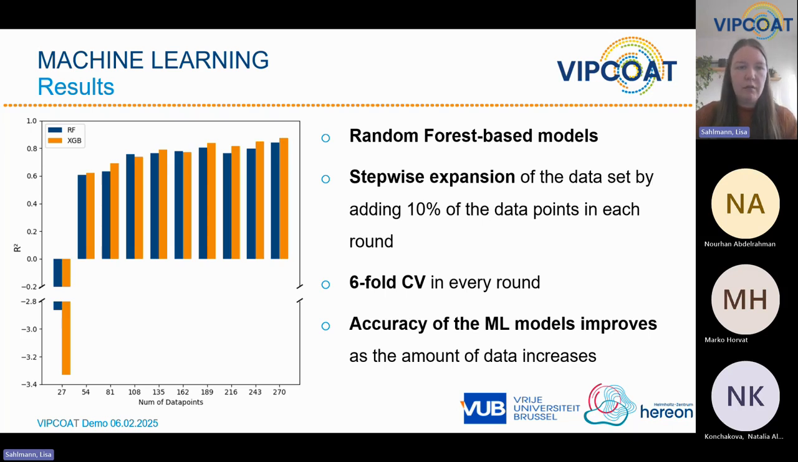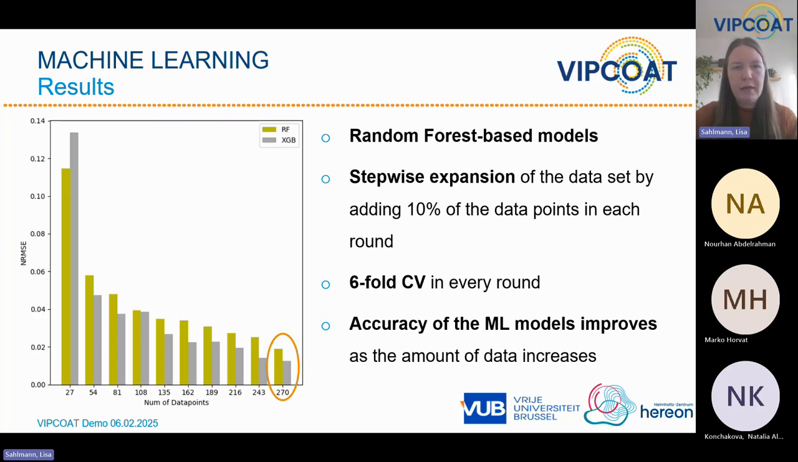What we can see is if we only train on 10% of the training data, so 27 cases, the performance is not good at all. But if we increase the amount of training data, we see that the R-squared goes up to 0.8, which is already quite good. We see the same trend when we look at the normalized root mean square error. Increasing the number of data points leads to a decrease of the error.